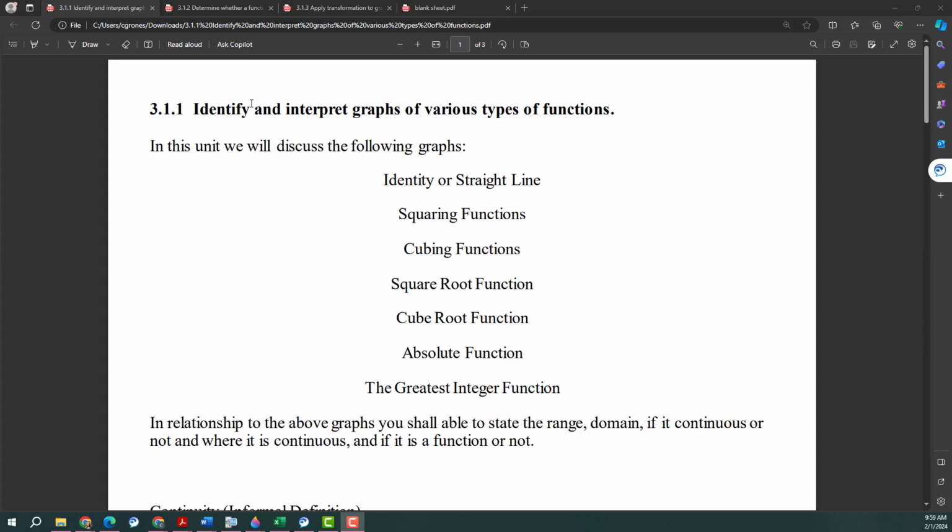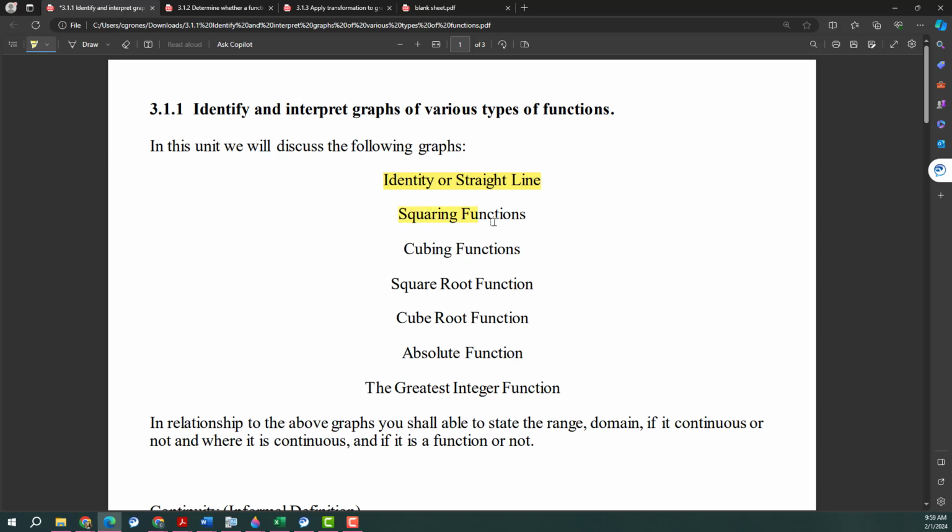Alright, in this video we are going to talk about Module 3. So we're going to be looking at graphs and interpreting graphs and various types of functions. So these are some of the graphs that we are going to be looking at. All of them are listed here.